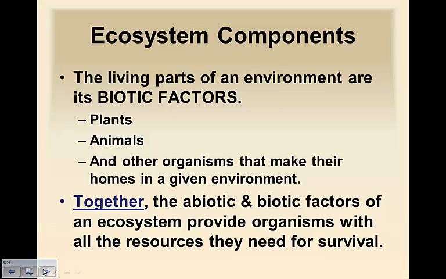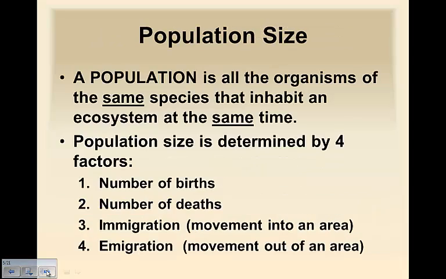So the biotic factors are the living parts, plants, animals, other things that make them up. Now, if we put those together, the abiotic and the biotic, then what that does is it provides an organism with all the resources they need to survive with. All right, now we look at that in conjunction with what a population is. A population being the same species at the same place at the same time is by definition a population.